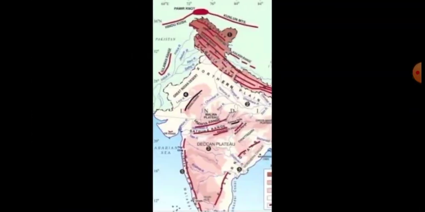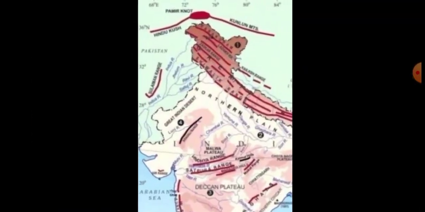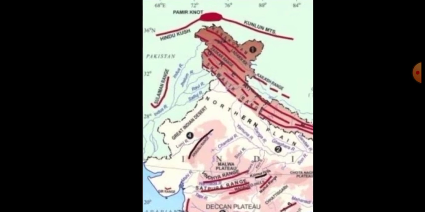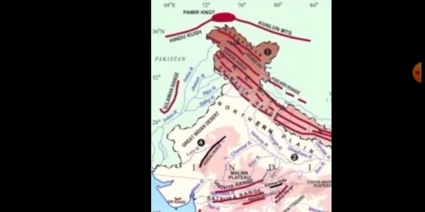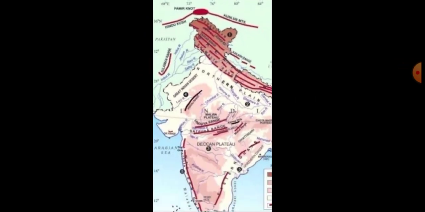Then you have to see the next map. In this map, Pamir Knot is there, on the northern side. Nearby Pamir Knot is the Hindu Kush. Those two mountain ranges you have to do: Pamir Knot and Hindu Kush.